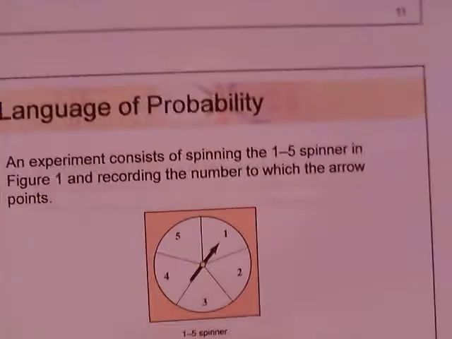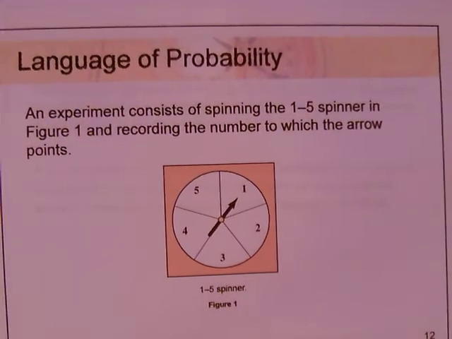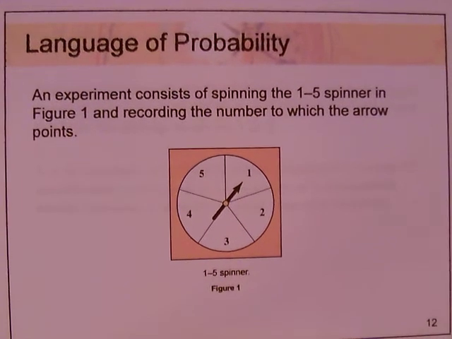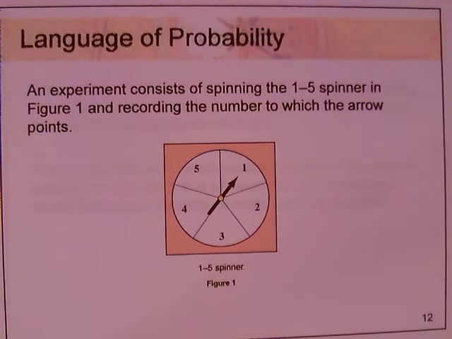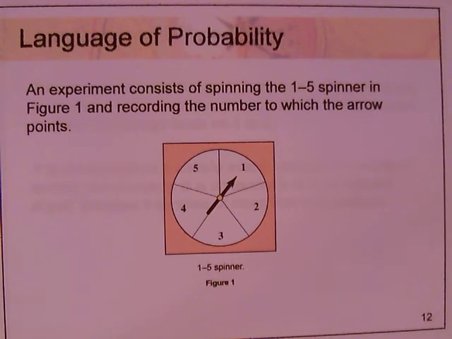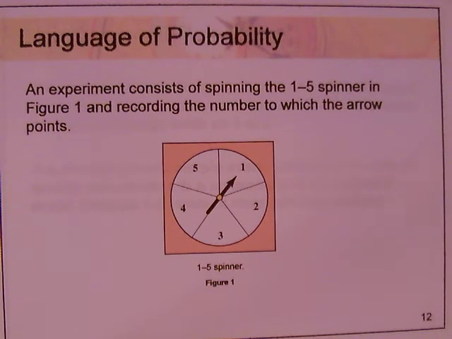In this case, an experiment consists of spinning the 1 through 5 spinner in figure 1 and recording the number to which the arrow points, as you can see here in this particular problem.